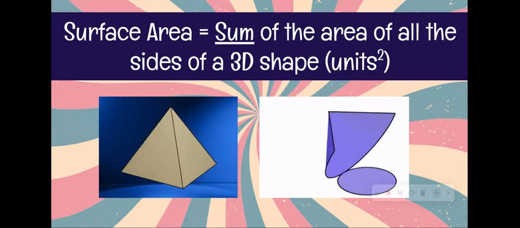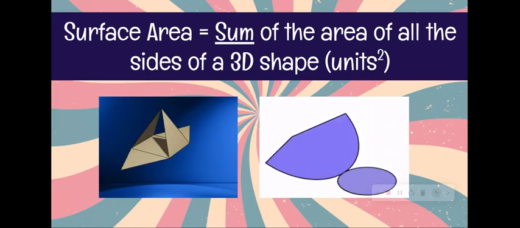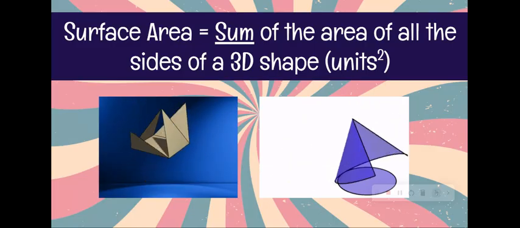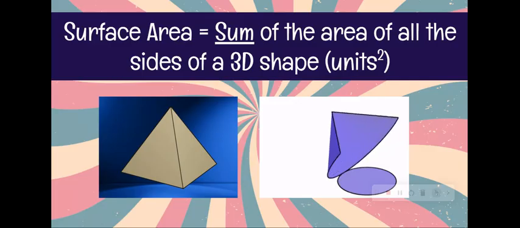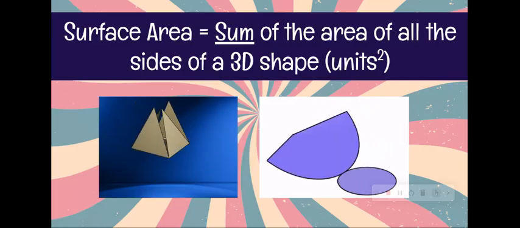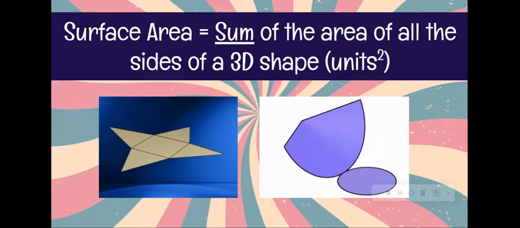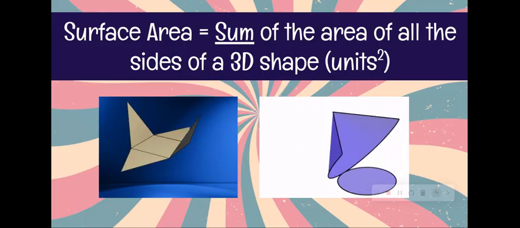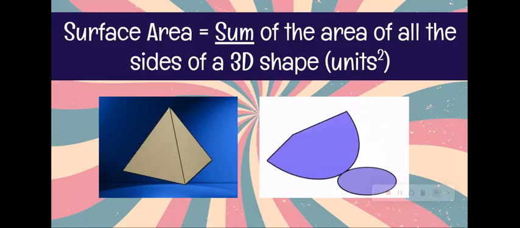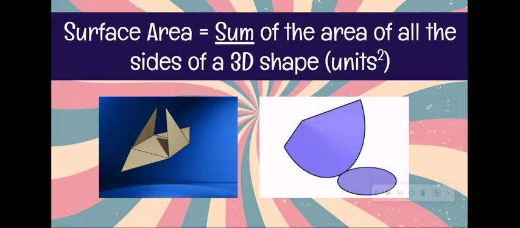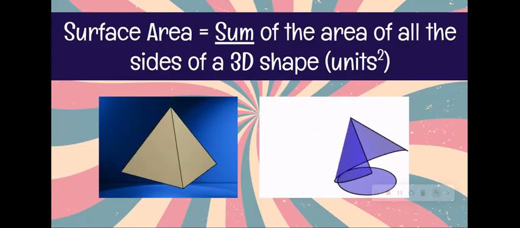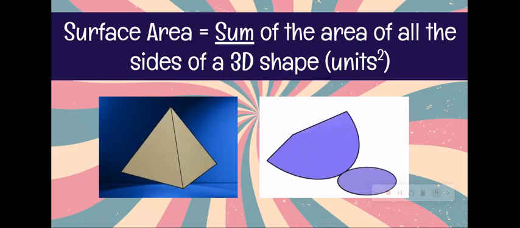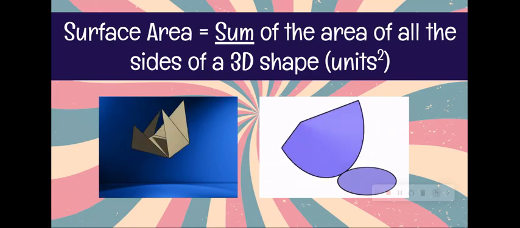Surface area is the sum of the area of all the sides of a 3D shape, and this will be measured in your units squared. So if we take a regular 2D shape, a triangle for example, the area is how much space that shape takes up. For surface area, these 3D shapes have multiple sides that makes it 3D. So for our pyramid, it is the area of those 4 triangles that make up the body of the pyramid, as well as that square base is your surface area.